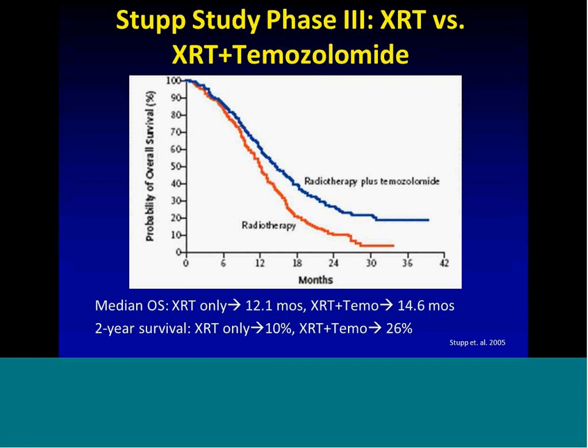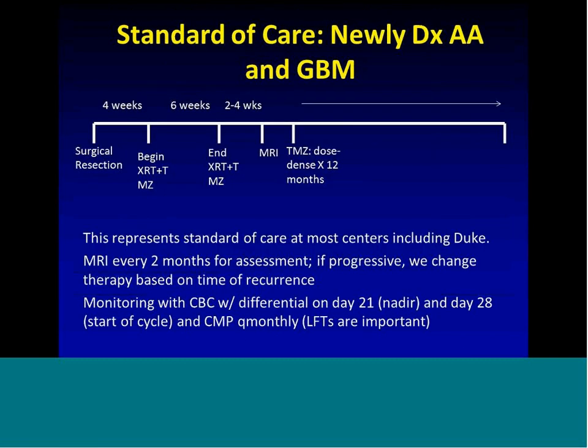I think one of the most important statistics here was the 2-year survival: with radiation alone it was 10%, and with radiation plus temozolomide it was much higher. So really good survival with radiation and temozolomide. This is really what standard of care looks like.